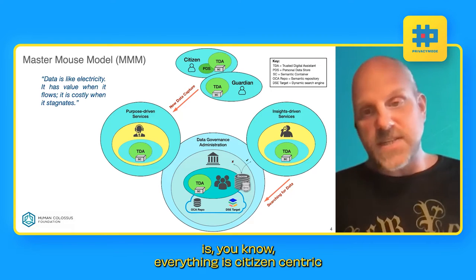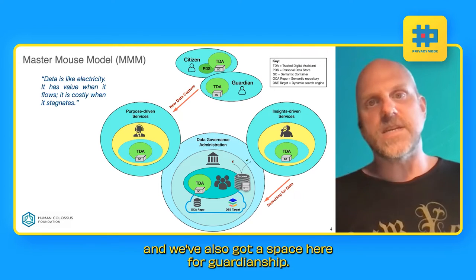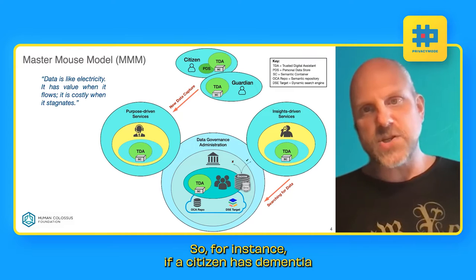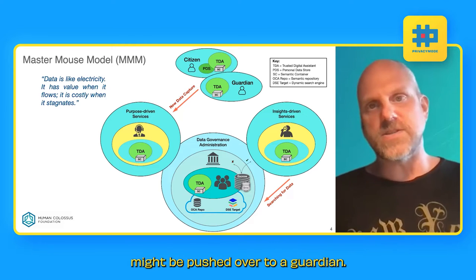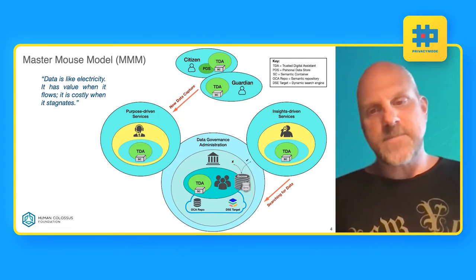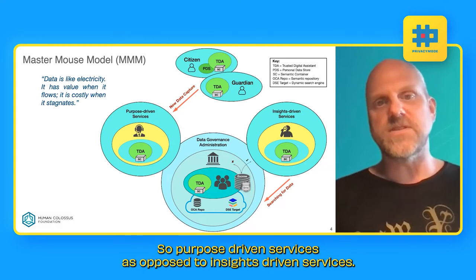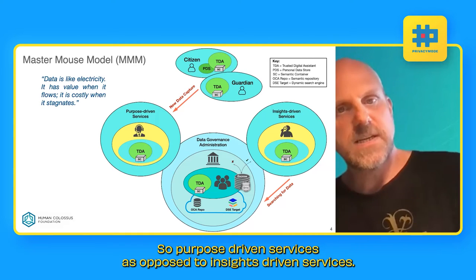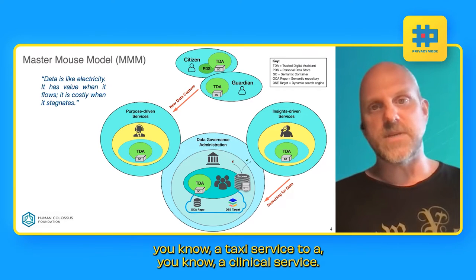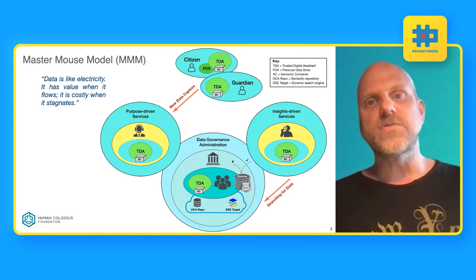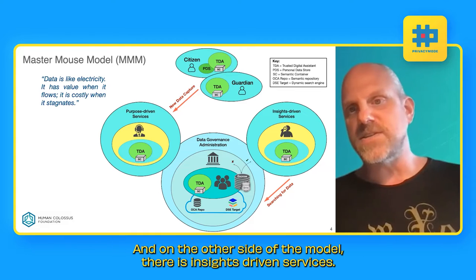is everything is citizen-centric. And we've also got a space here for guardianship. So for instance, if a citizen has dementia or something like that, then some of the legal authority might be pushed over to a guardian. So that's those two spaces at the top. And then we look at this very much as a service model. So purpose-driven services as opposed to insights-driven services. Purpose-driven services could be anything from a taxi service to a clinical service.